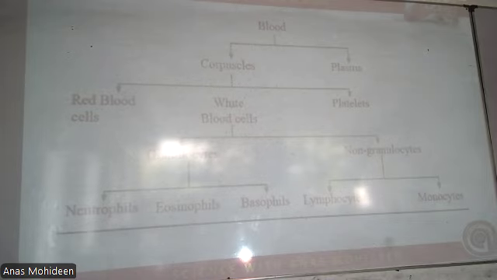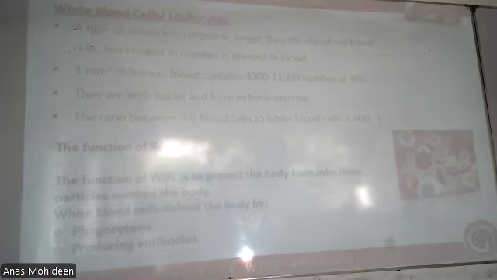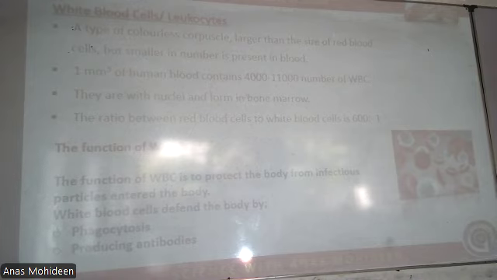Okay. Fine. So you see here, white blood cells you are taking. What is the function of WBC? It is to protect the body from microorganisms. They kill the microorganisms by phagocytosis and producing antibodies.